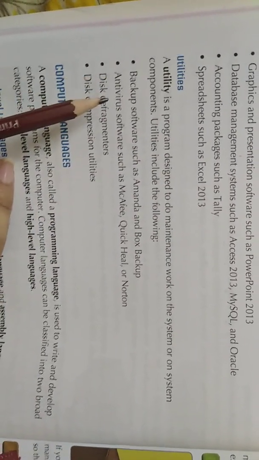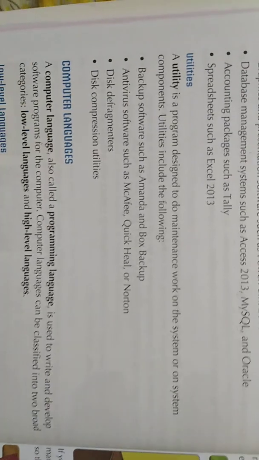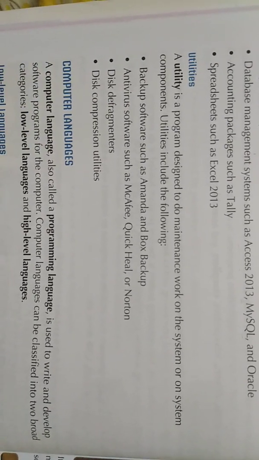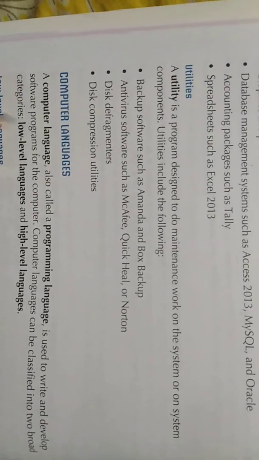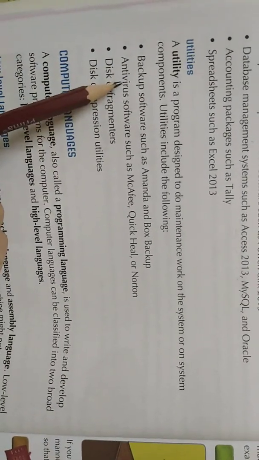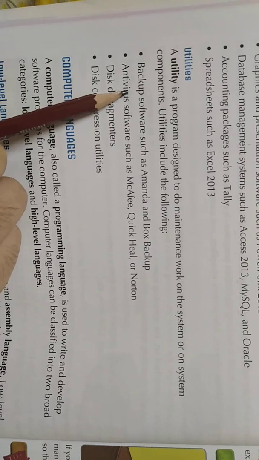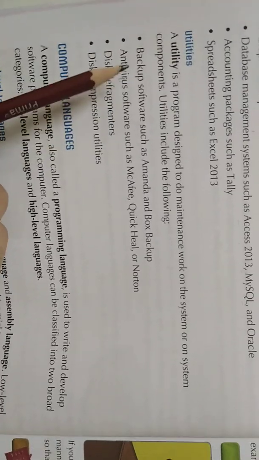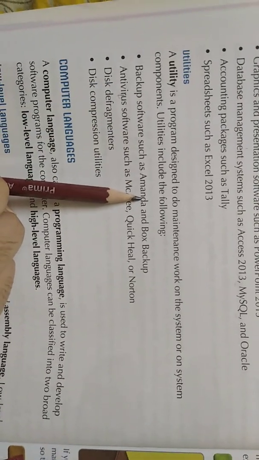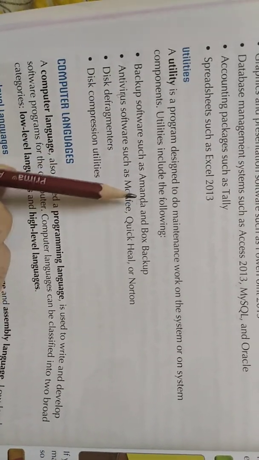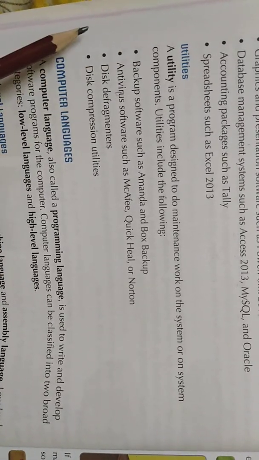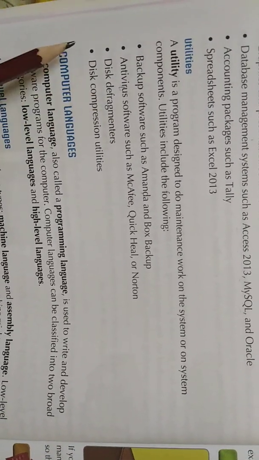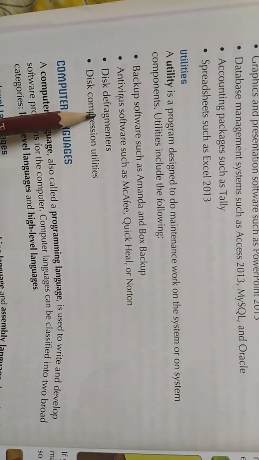For example, antivirus: if you have a virus in your computer, you will use this type of software to save your computer from the viruses. Then there are several other softwares which give you the facility of backup. Then disk defragmentation and disk compression utilities. The disk defragmentation means that you will divide the disk into different parts.